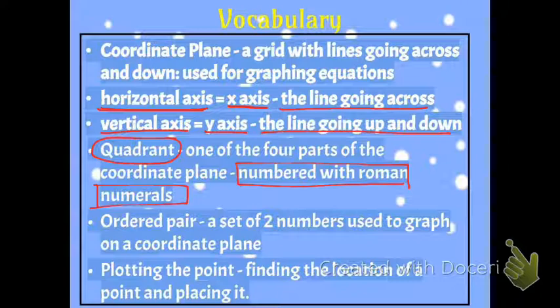Okay, there's also something called an ordered pair. An ordered pair is simply a set of 2 numbers used to graph on a coordinate plane. It looks like this. It has a parenthesis, a number, a comma, another number, and another parenthesis. Okay, that's what an ordered pair looks like. That's what an ordered pair looks like.